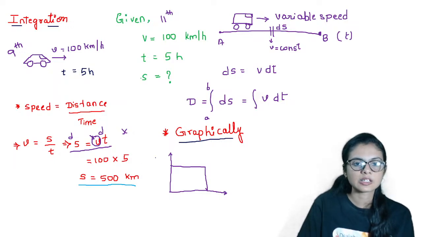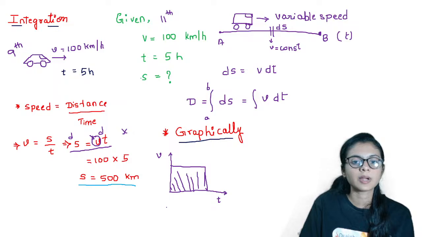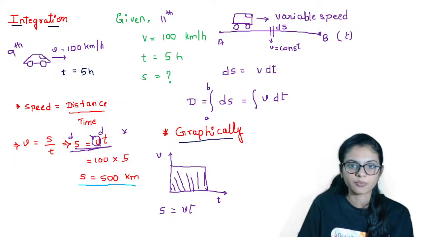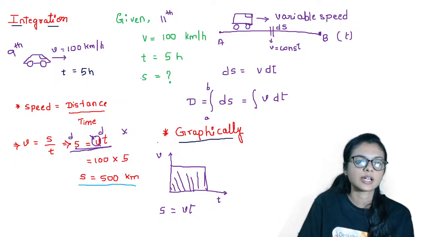So let's consider this to be a VT graph. Area of this graph, right? So area of this graph is nothing but, what is that area? Base into height, right? V into T. What is V into T? Distance. So distance can be found by area under the VT graph. This you have studied already in the 9th standard.